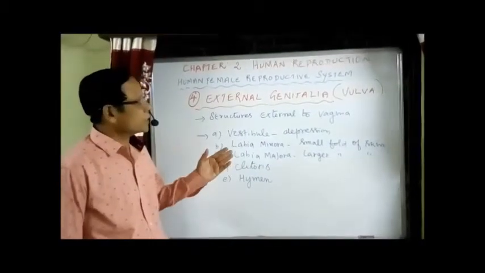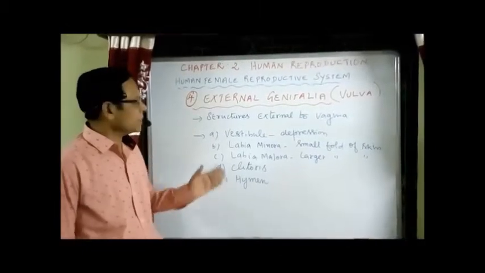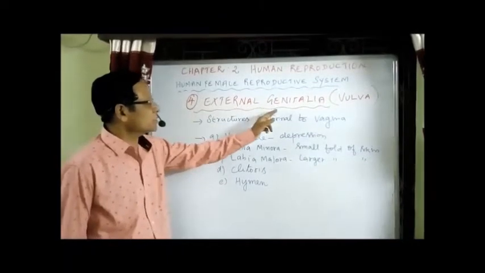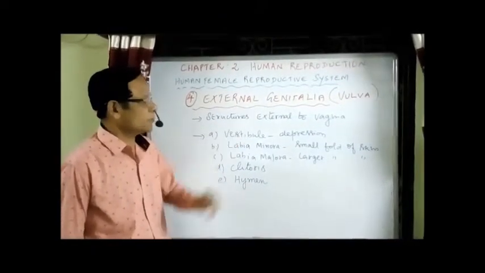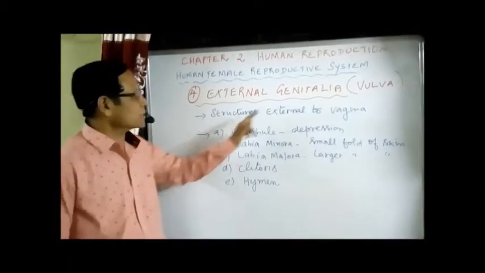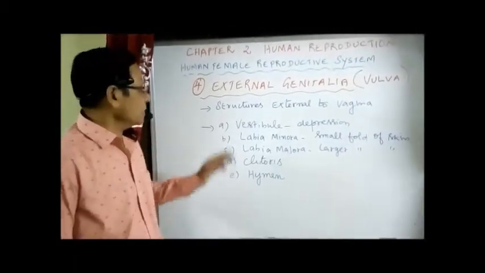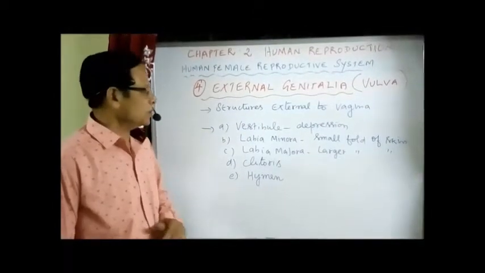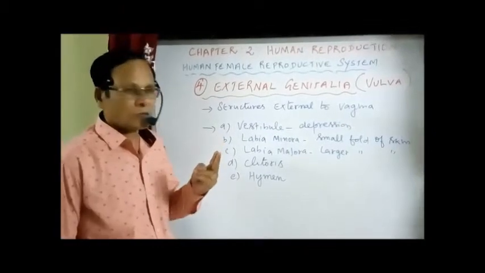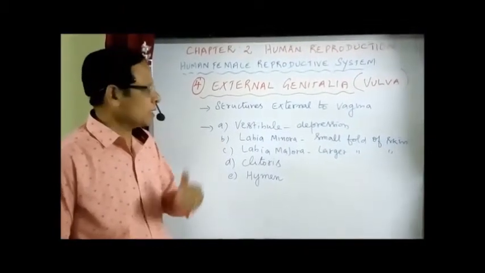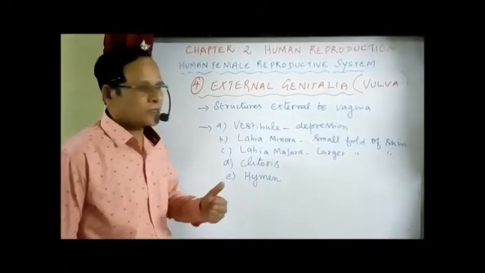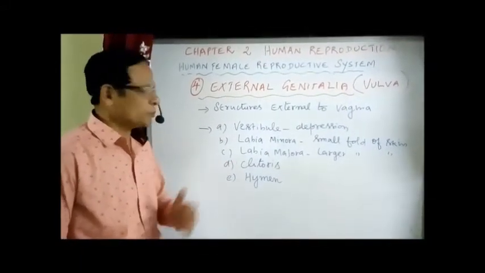The female reproductive structures that lie external to the vagina together constitute the external genitalia, otherwise called vulva. Now, what are the components? It has a depression called the vestibule. It has 2 orifices or 2 openings. The upper opening is called the urethral orifice. The lower opening is called the vaginal orifice. These are the 2 openings.